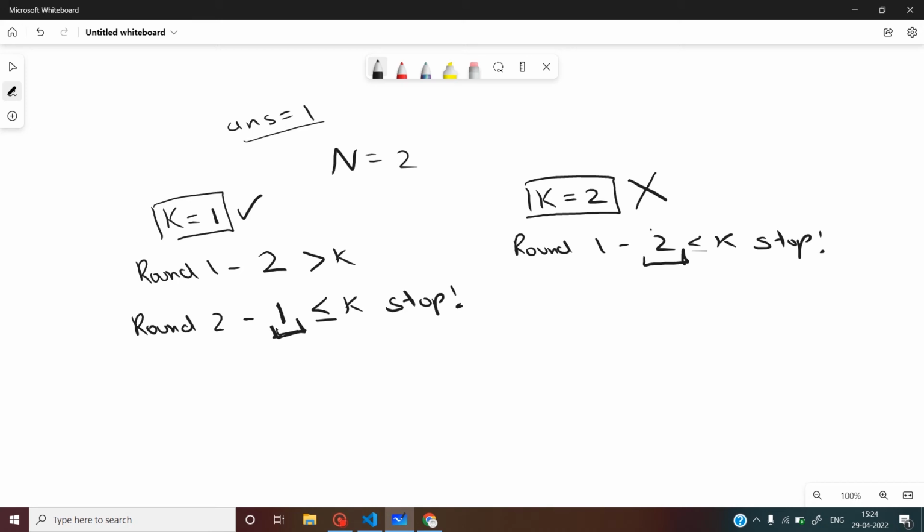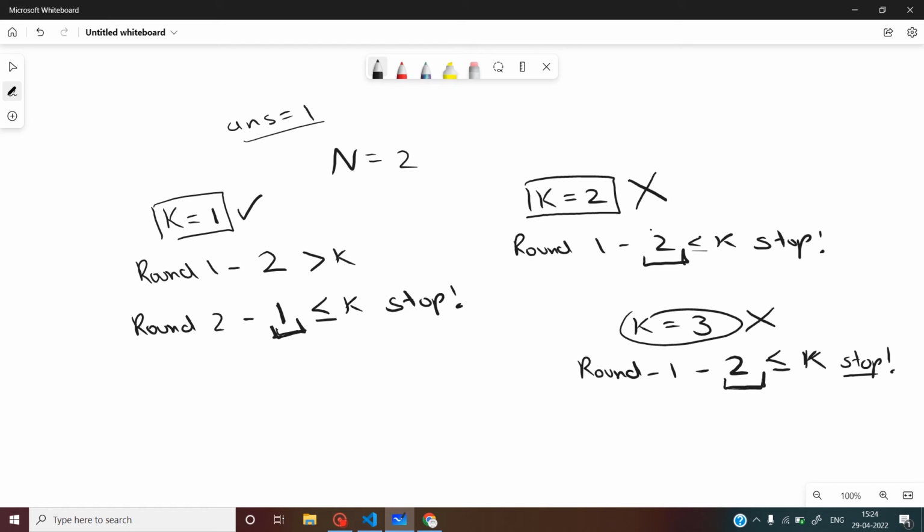Now let us suppose we choose k greater than or equal to n. That is, if we choose k equal to 3, we can see that we cannot move further from round 1, because in round 1 there will be 2 players, which is always going to be less than or equal to k. So we are always going to stop in round 1 itself. The number of players remaining in round 1 is 2, and we want exactly one winner, so this case also cannot be included. So we cannot count values of k which are greater than or equal to n.